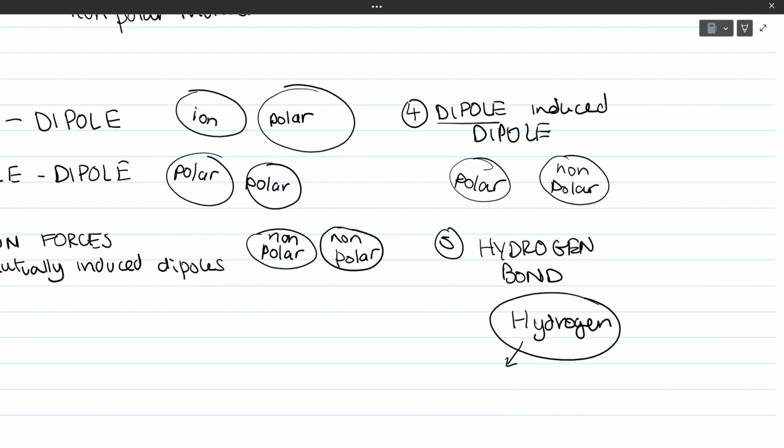And this hydrogen atom can either be bonded to oxygen, fluorine, or nitrogen. So an example of this would be H2O. You've got a hydrogen and oxygen. Therefore, if you look at water, the intermolecular force in water is going to be a hydrogen bond. You can also look at HF, hydrogen fluoride, and so on.